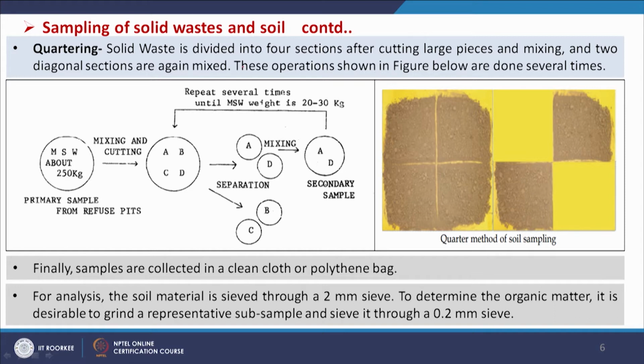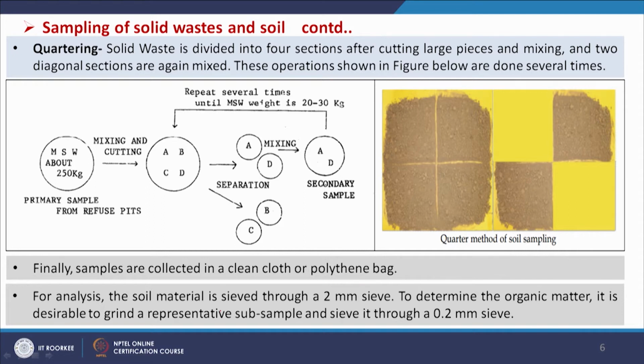Solid waste is divided into 4 sections after cutting large pieces and mixing, and 2 diagonal sections are again mixed. These operations shown in the figure below are done several times. Say we have made 4 quarters A, B, C, D. The diagonal C, D and A, B will be mixed, again we will follow the same process, and mix again, likewise a number of times, and we will get a uniform sample that way. Finally, samples are collected in a clean cloth or polyethylene bag.